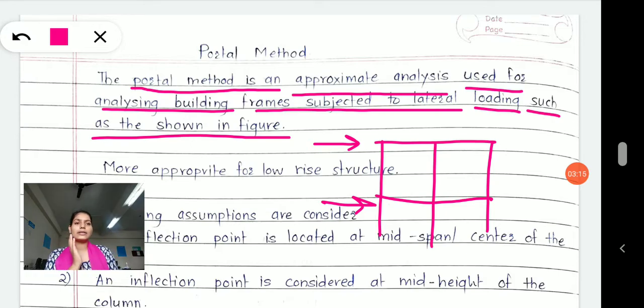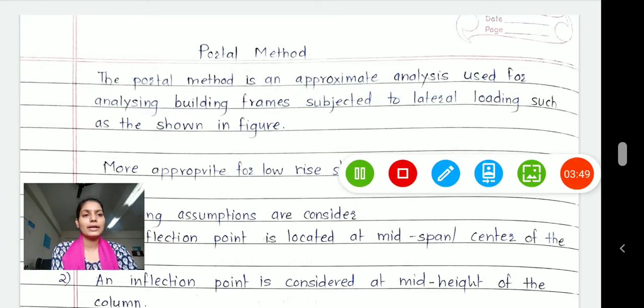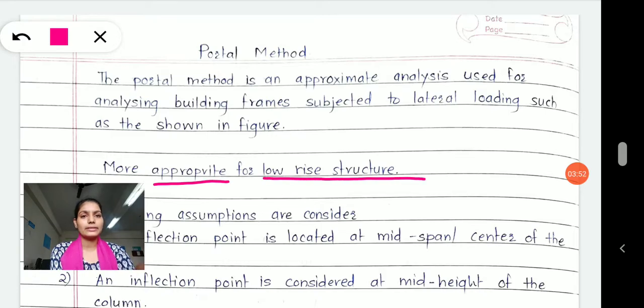That's why, for low-rise structures of 2 or 3 floors or up to 4 floors, the wind effect is very less. But when you think of constructing a structure of more than 20, 30 floors, then the wind pressure plays a vital role in it. Understood? Therefore, such structures come up with lateral loading as shown in the figure. Now this method which we are understanding here is more appropriate only for low-rise structures.